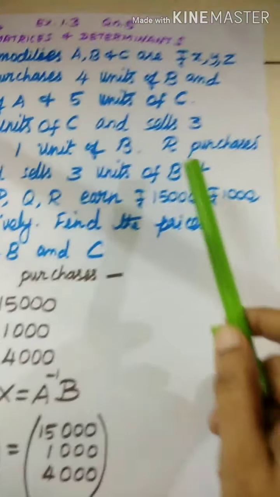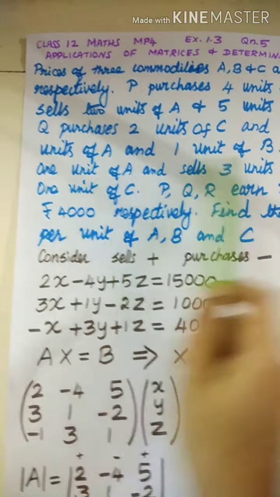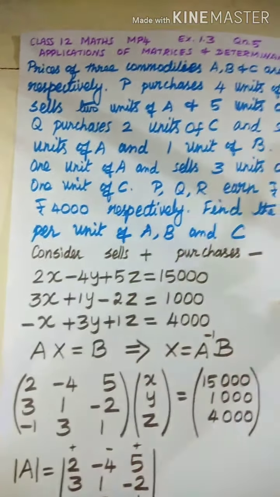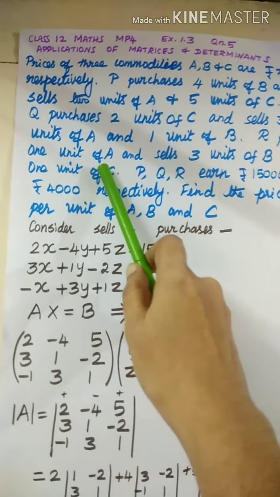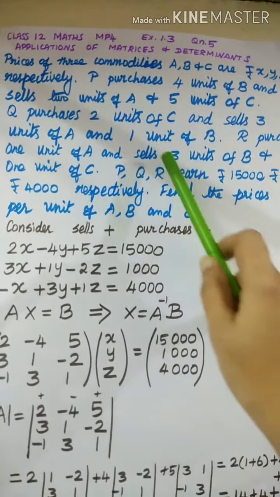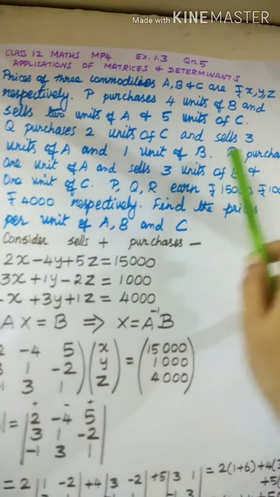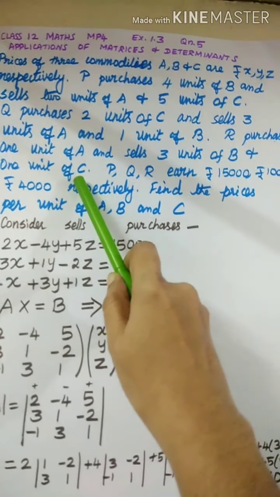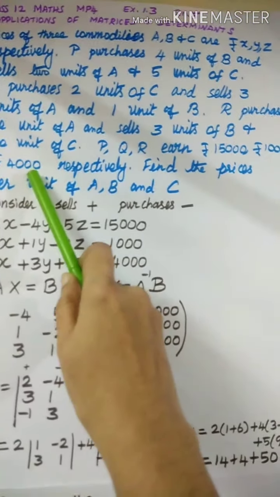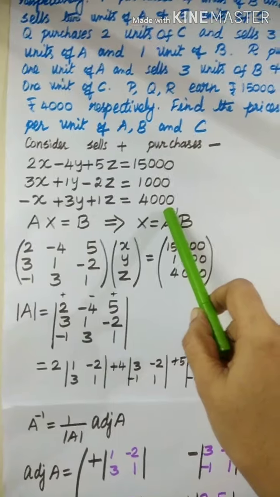Proceeding to the third person, R purchases 1 unit of A. So purchases means negative, and 1 unit of A means minus x. Sells 3 units of B means plus 3y, and 1 unit of C means plus z. So I get minus x plus 3y and plus z, and R's amount is 4,000. So we arrive at the third equation, minus x plus 3y plus 1z is equal to 4,000.